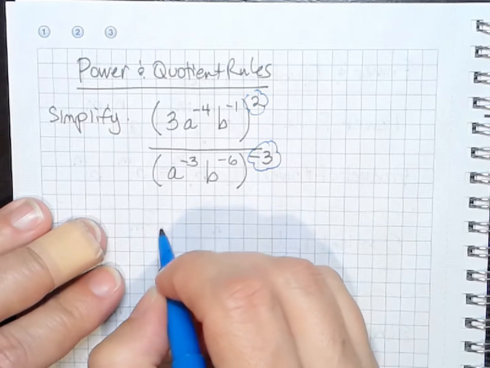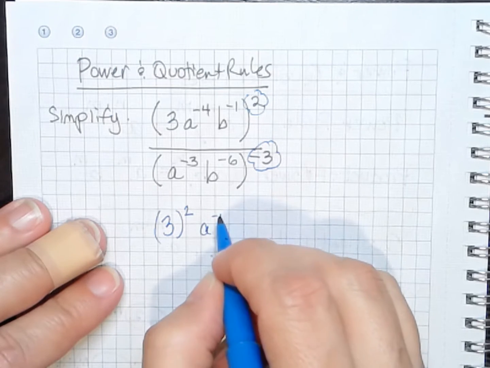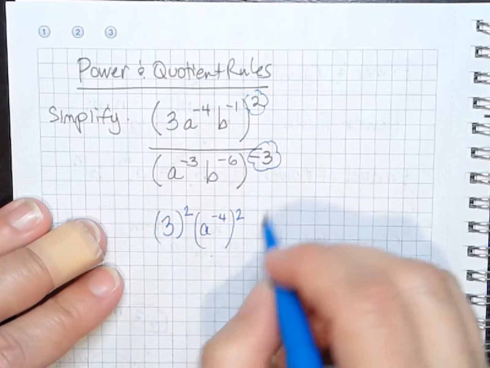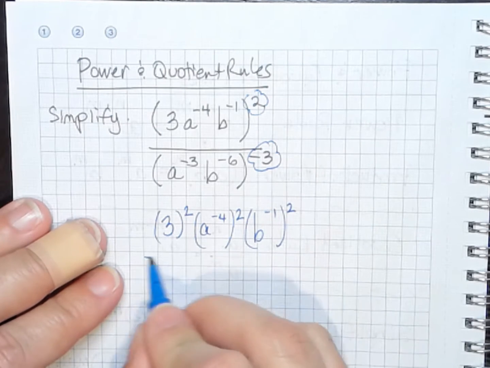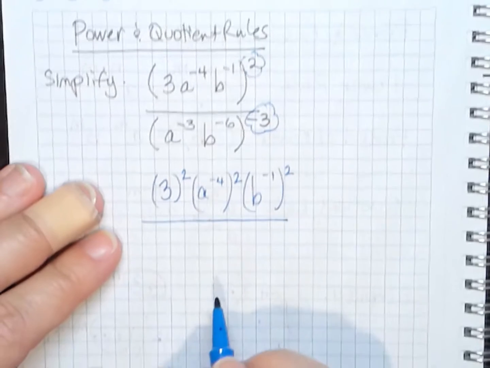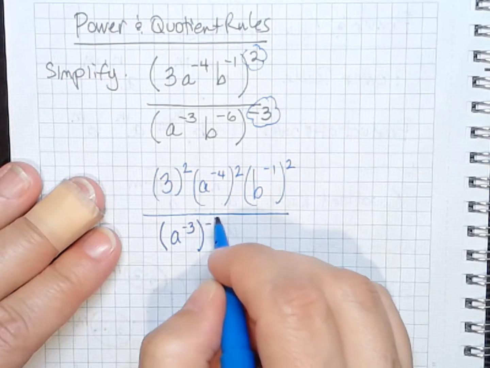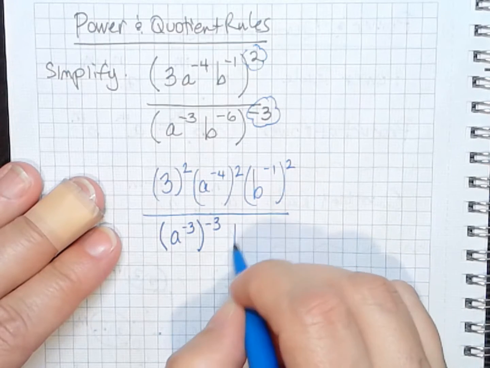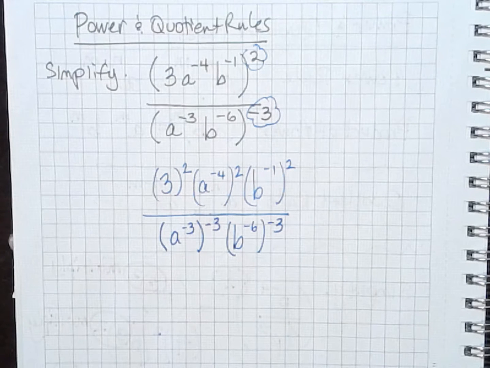So for the numerator, I'll have 3, and I'll raise it to the second power. A to the negative 4, I'll raise it to the second power. B to the negative 1, raise it to the second power. My denominator, I'll have a to the negative 3, raised to the negative 3. B to the negative 6, raised to the negative 3. Notice as I take each of those factors, I'm putting them in parentheses and putting the outside power.